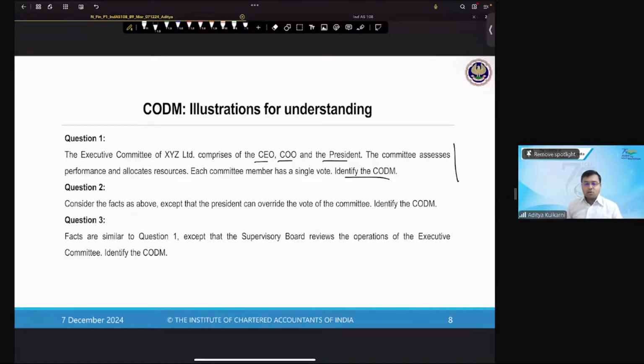Coming to question 2. Consider the facts as above, except that the president can override the vote of the committee. Identify the CODM. Who becomes your CODM here?